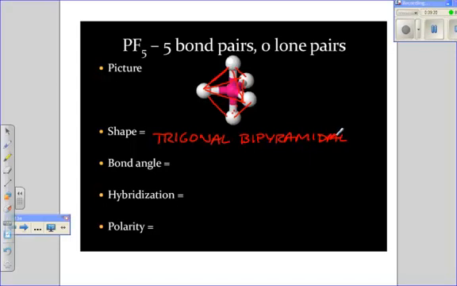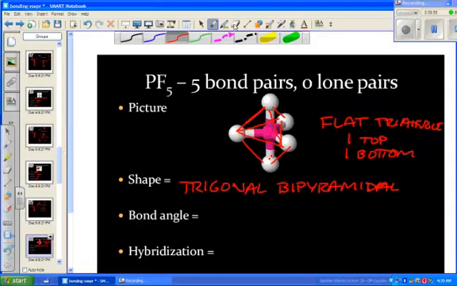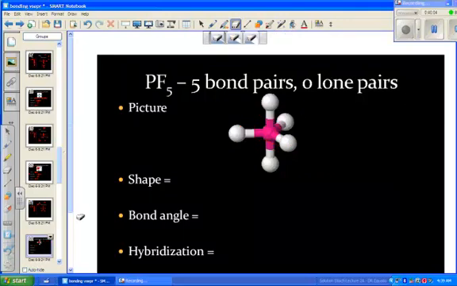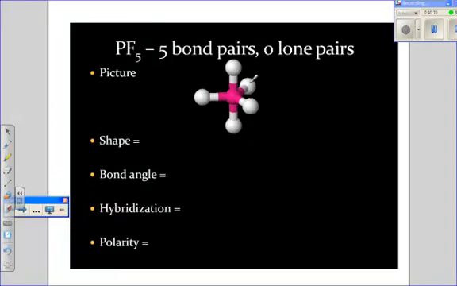You sort of have to picture that shape. It's a flat triangle in the middle, and then I have one on the top and one on the bottom. But you have to be able to see that shape in order to do the next two of these. I'm not going to memorize bond angles. Let me see if I can just quickly get rid of that. And I'm just going to look for them. Again, this thing's trigonal bipyramidal.